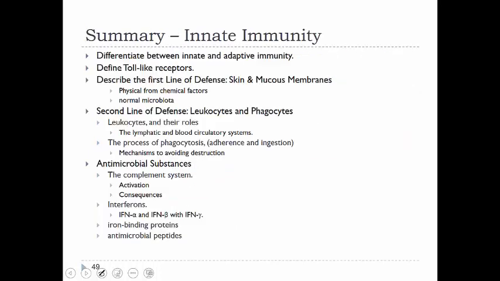We first began with a description of innate and adaptive so that we had some background. And then we talked about how the first and second line of defenses work and antimicrobial substances.